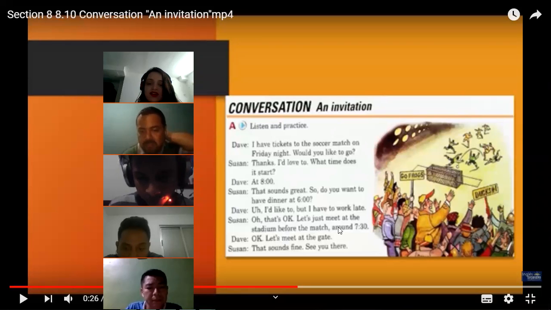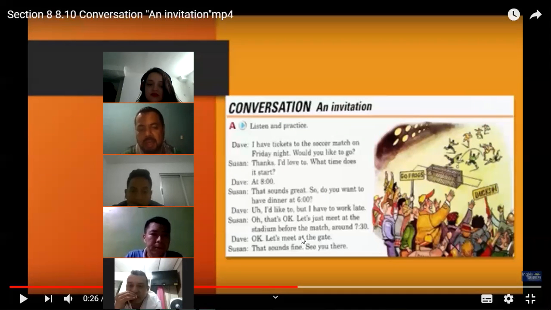Let's meet at the stadium before the match around 7:30. Okay, let's meet at the gate. What is the meaning of gate? Puerta. Okay, portón, more like that. Entrada. Portón, more like it. That sounds fine. See you there.